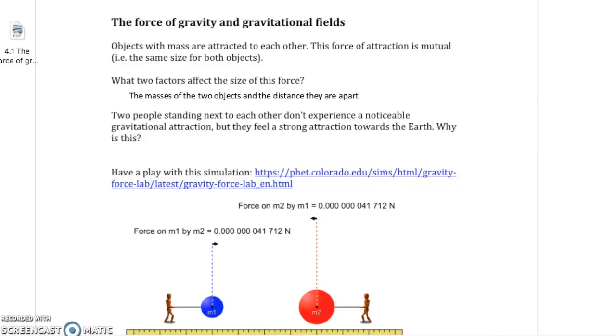The force produced by the Earth is so much larger because the mass of the Earth is so much larger than a person.